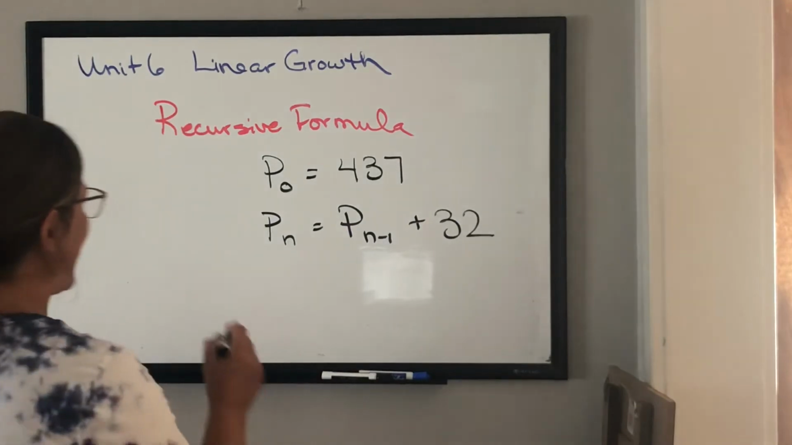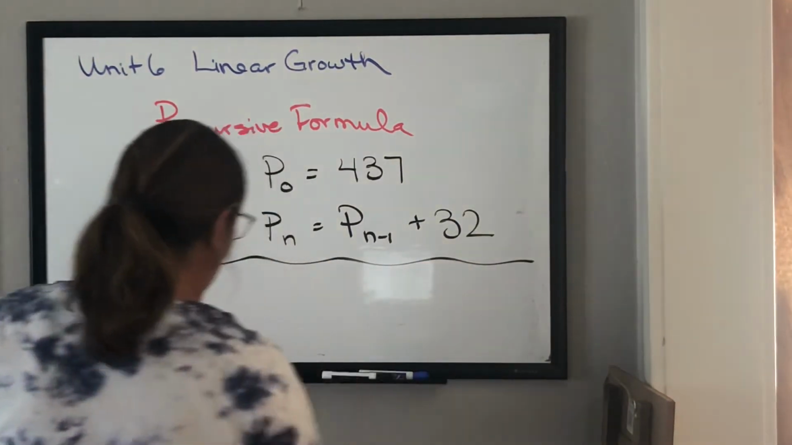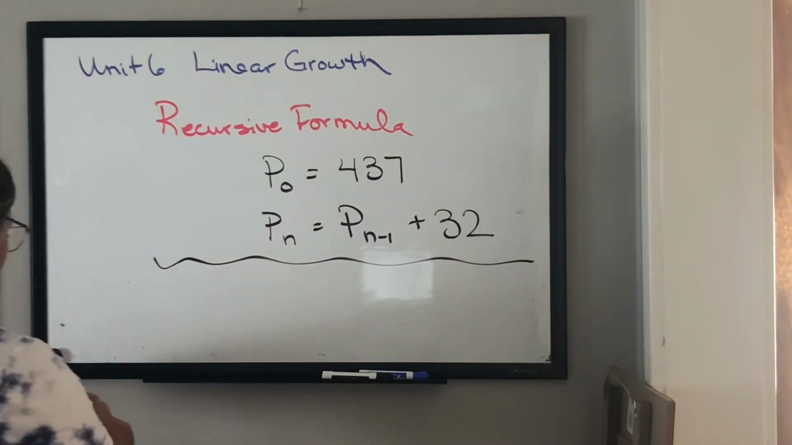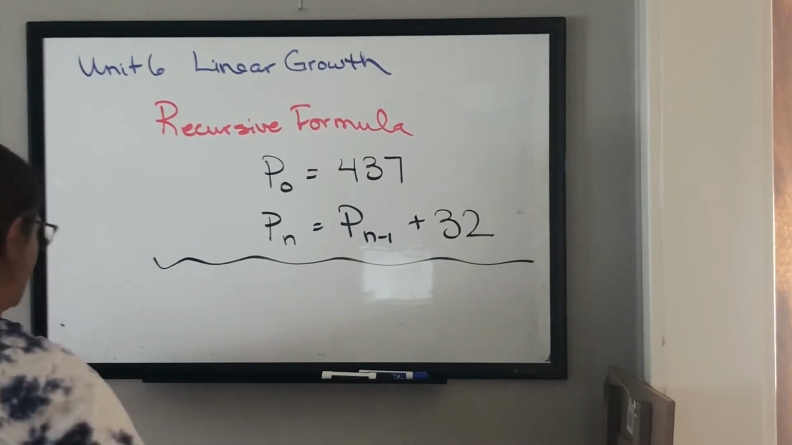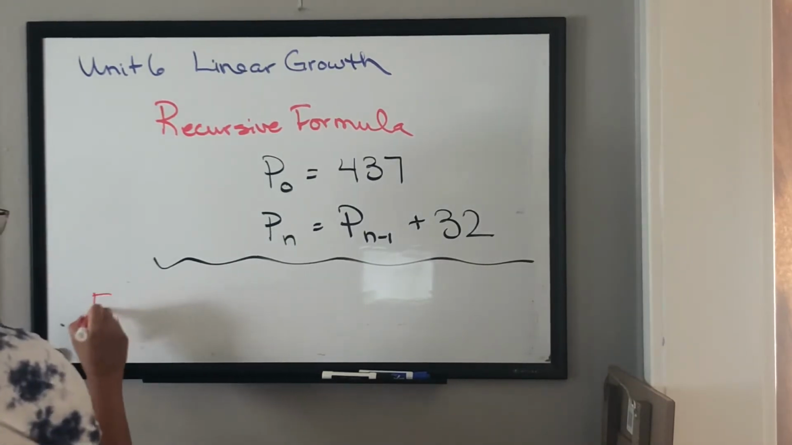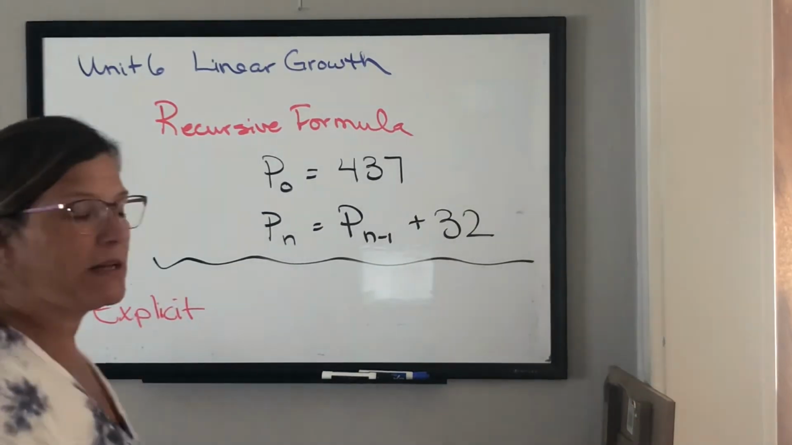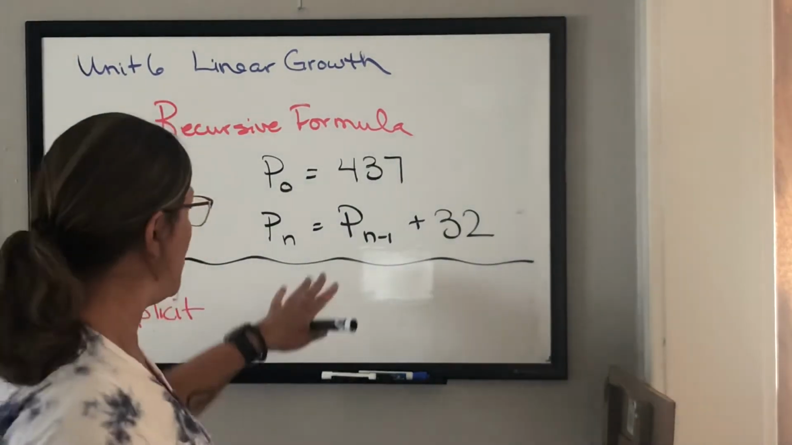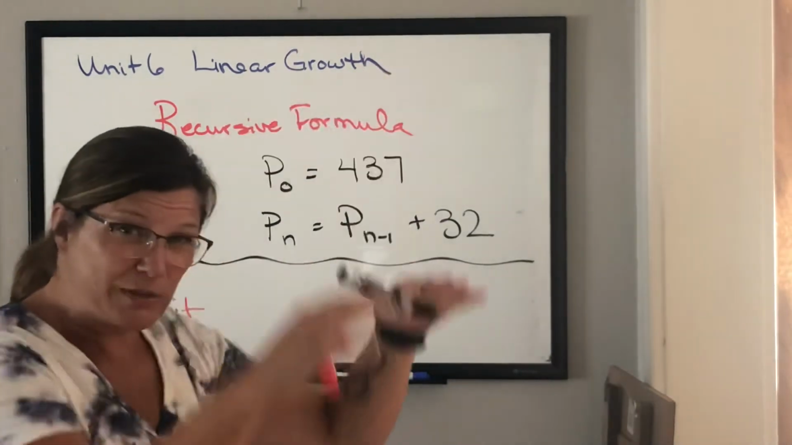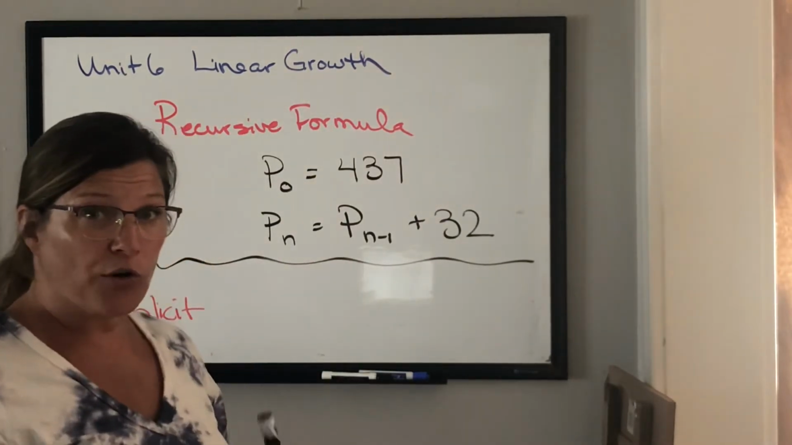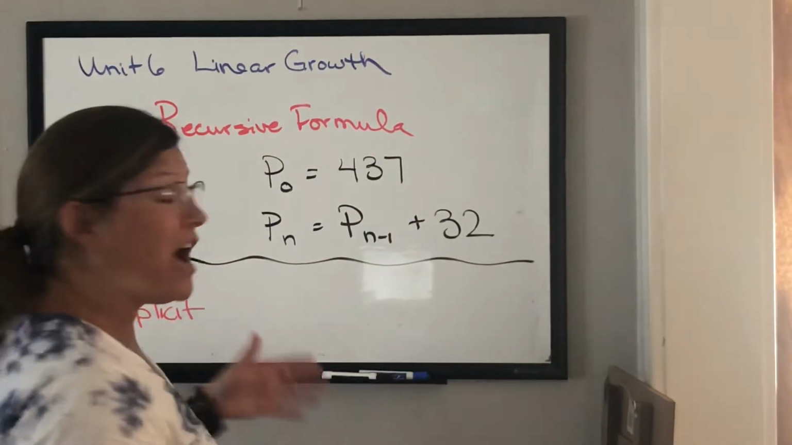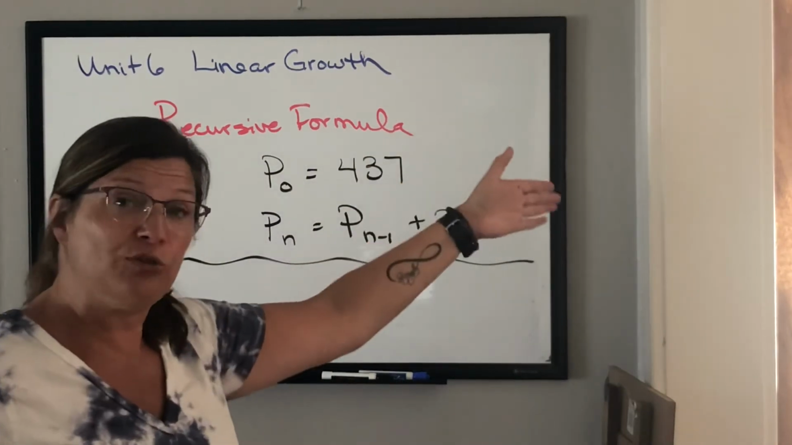Now, where does that explicit formula come from? The explicit formula is a formula where we don't need to know the year before. We don't need to do all those calculations in order to come up with, say, the 10th year. I don't want to have to add 32 10 times.